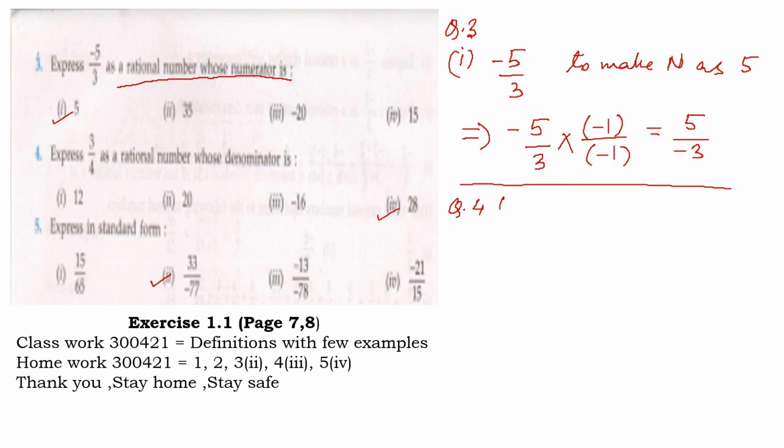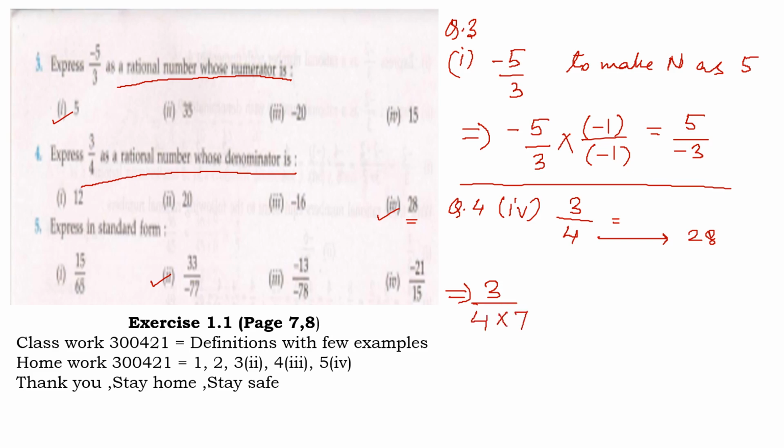Same way, let us do question fourth part. Now what is it saying? They are asking us to express 3 by 4 as a rational number whose denominator is 28. So the number given is 3 by 4 and they are asking you to make 4 to 28. So in order to make 4 to 28, what are we going to do? If you read the table of 4, 4 sevens are 28. So what I will do? I will multiply my 4 with the 7.